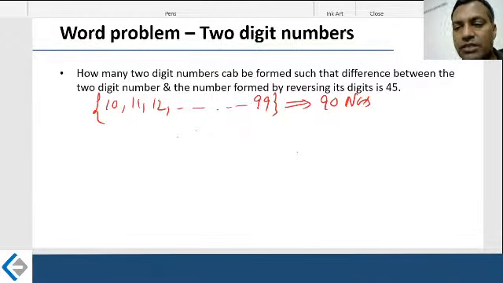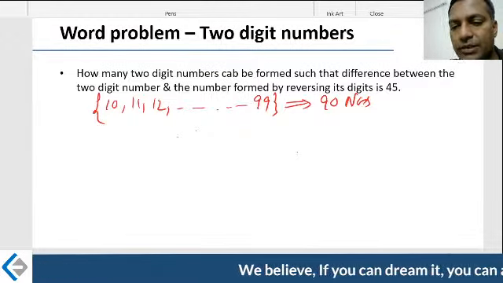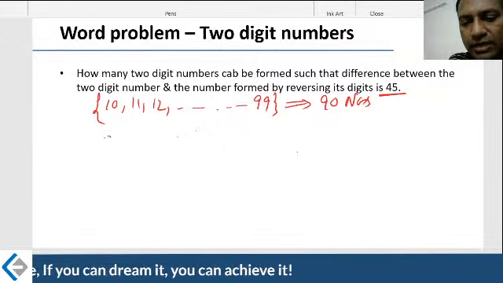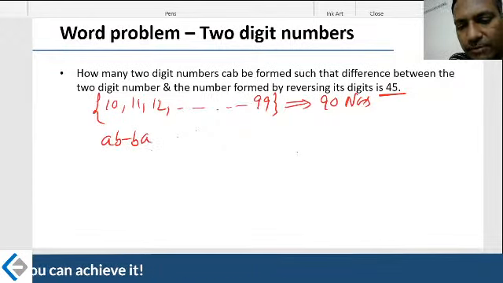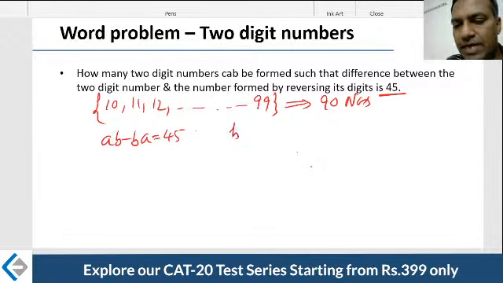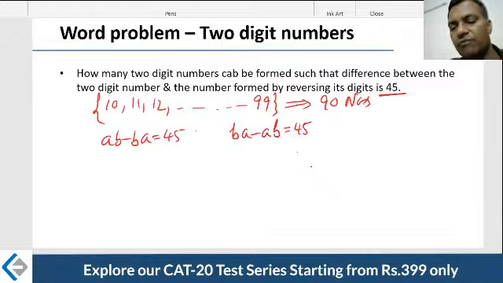Out of these 90 numbers, how many numbers are there where the difference between the number and the number formed by reversing its digits is 45? Let's understand this. It is possible that AB minus BA is 45, in the sense AB is the larger number. What is the second case? BA minus AB can be 45, because after reversing, the number can get bigger.